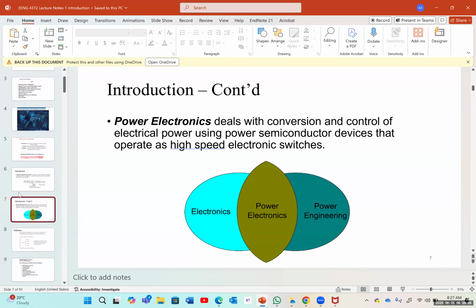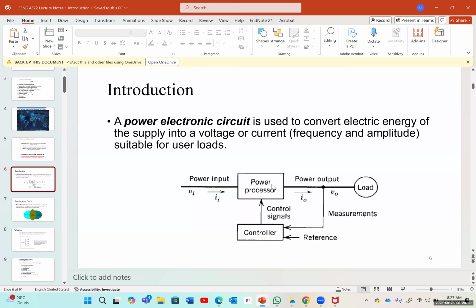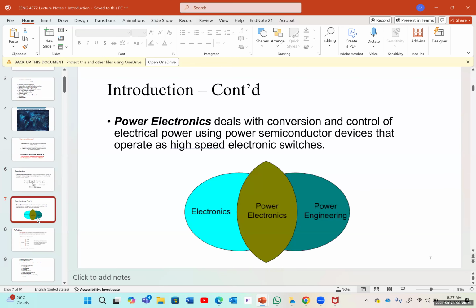So power electronics deals with conversion and control of electrical power using power semiconductor devices that operate as high-speed electronic switches. So the power electronic part is the power processing part here and the controller. So this system has the power electronics. So as mentioned, it's a conversion between the control and the electronics, and the power engineering. So it's a combination of electronics and power engineering.